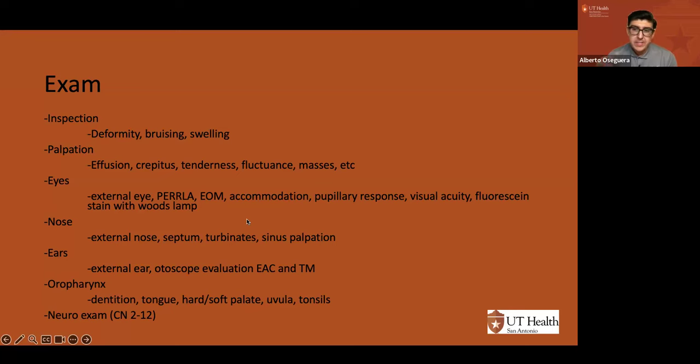When we go through each system, you obviously want to evaluate each system individually based on what the chief complaint is. So going over eyes, nose, ears, oropharynx, and with any sort of maxillofacial or facial or head trauma, you're definitely going to want to do a very thorough neuro exam that includes evaluation of all your cranial nerves. And I'll leave that for a separate topic.